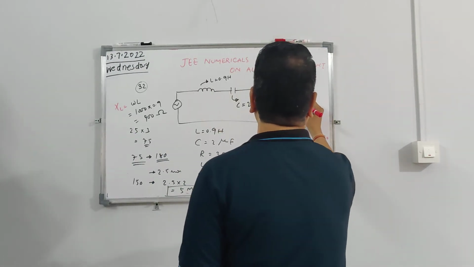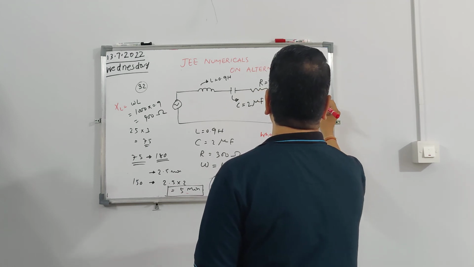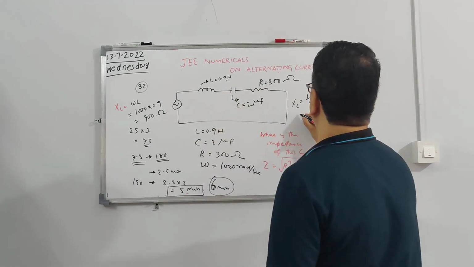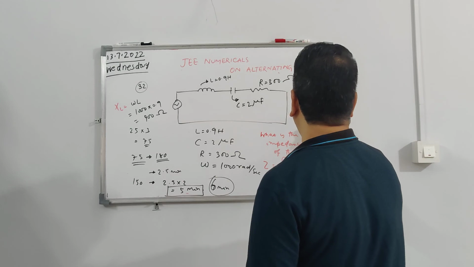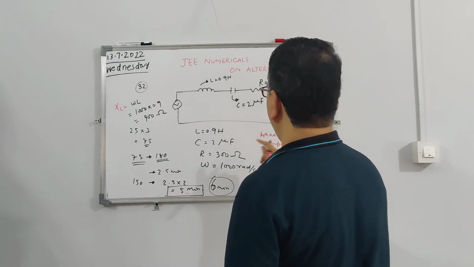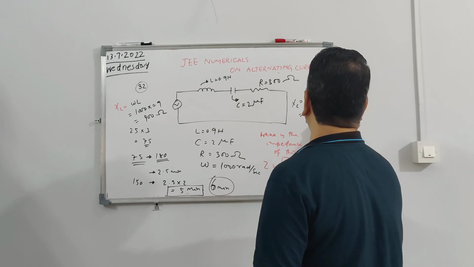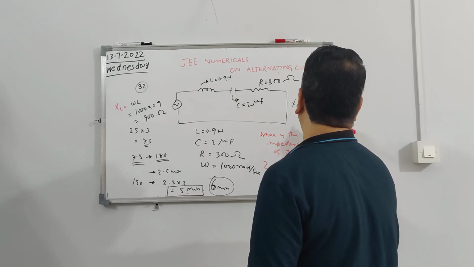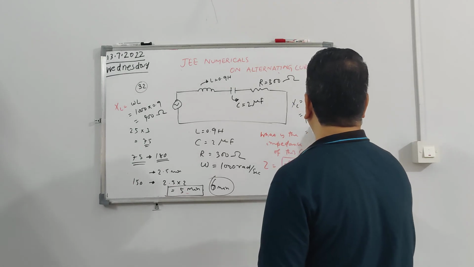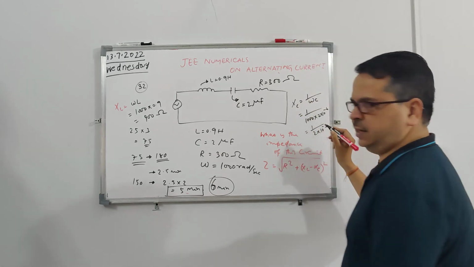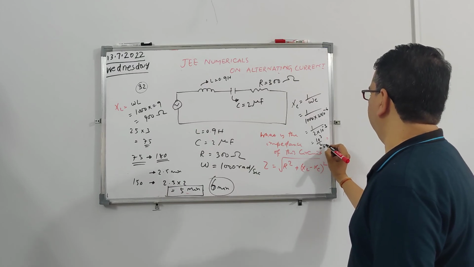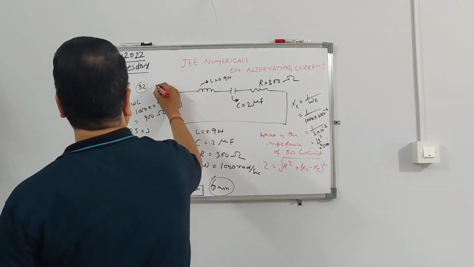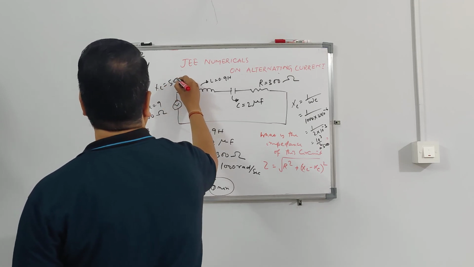Similarly, XC is 1 by omega C, whereas that was omega L. This is 1 divided by omega, which is 1000, into 2 microfarad. We have to convert, so that is 2 into 10 to the power minus 6 farad. So 10 to the power 3 divided by 2 is nothing but 500. So your XC is equal to 500 ohm.